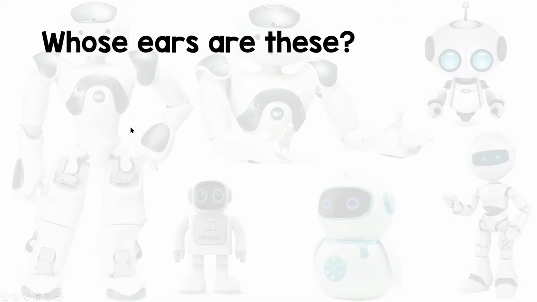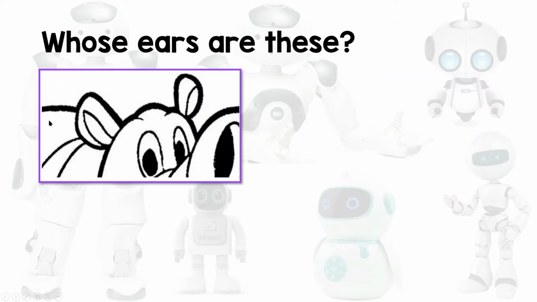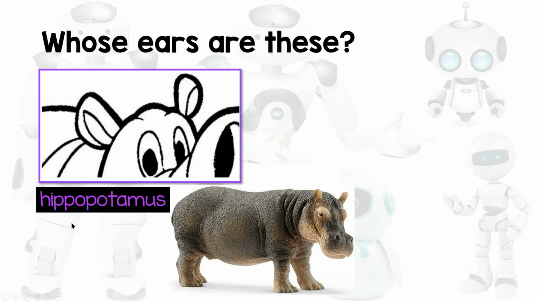Okay. What about this picture? Whose ears are these? Can you guess? No? Let's find out what animal is this. These ears belong to a hippopotamus. 河马 hippopotamus. This is how it looks like. It is a very big animal. Yes, look at the ears. Such small ears for such a big animal, isn't it?